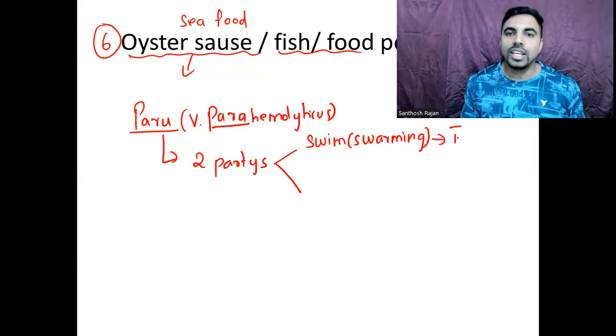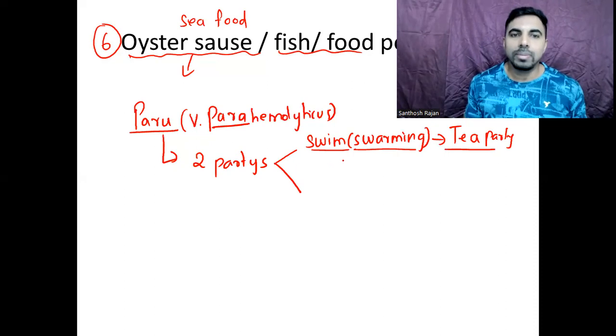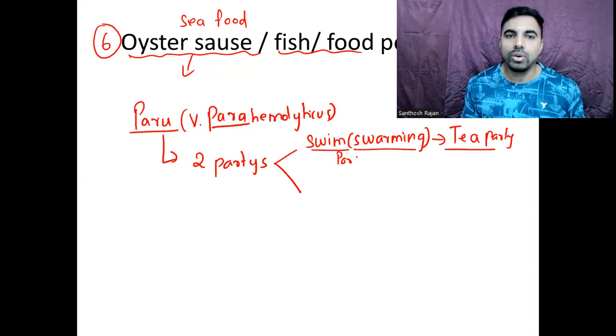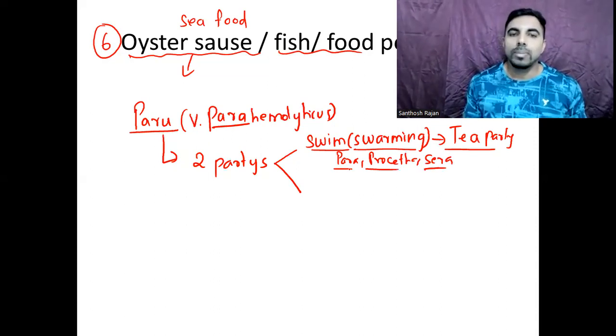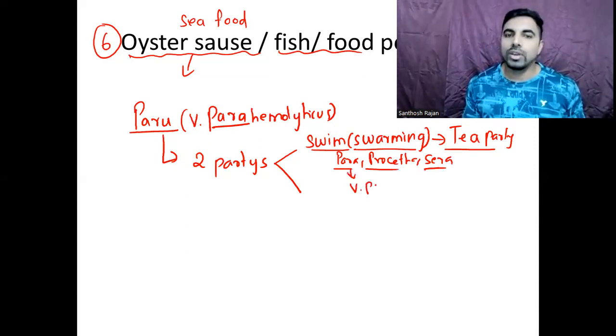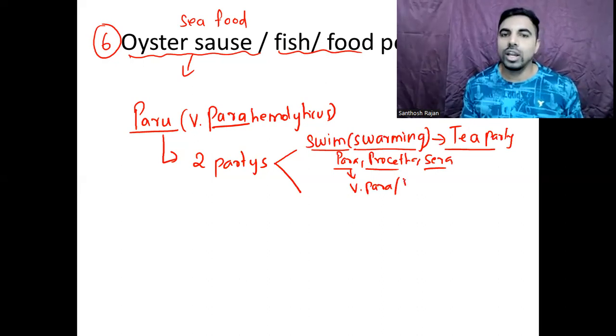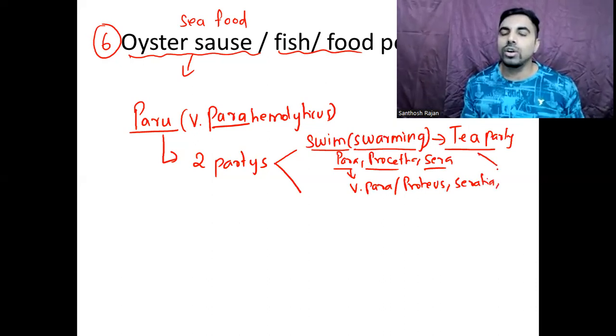Basically it is a tea party, a tea party in the swimming pool. Who is in this tea party? Paru with her friends: first Paru, then Prochita and Saira. These four people are at the tea party. Who are they? Vibrio parahaemolyticus, then Prochita is Proteus, the next is Serratia, and T for tea is Clostridium tetani.